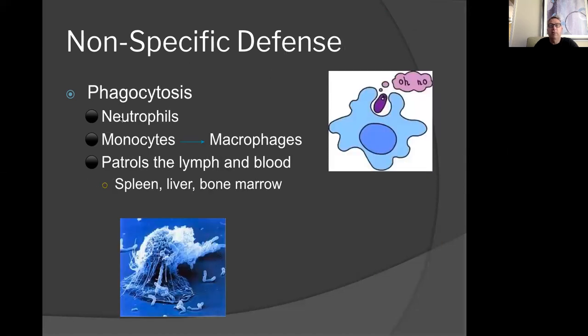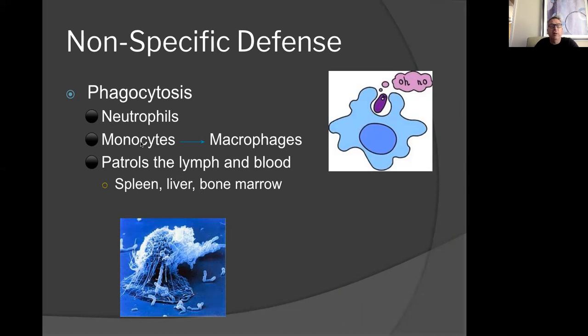Phagocytosis. So this is neutrophils. Phagocytosis means that it engulfs a particular foreign substance and breaks it down. And it patrols the lymph and blood, spleen, liver, bone marrow, right? If you could actually have a time-lapse simulation of this phagocytosis going on.